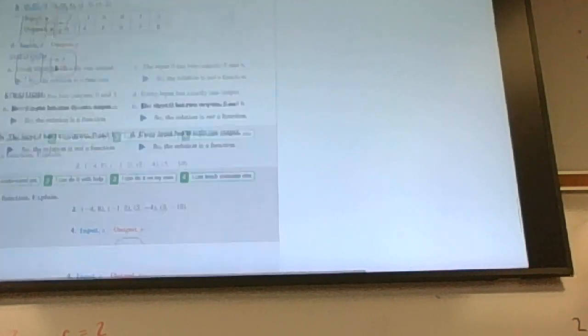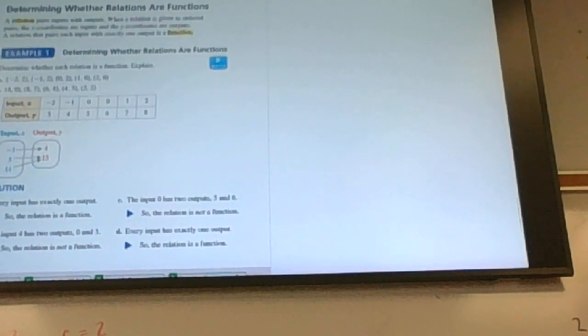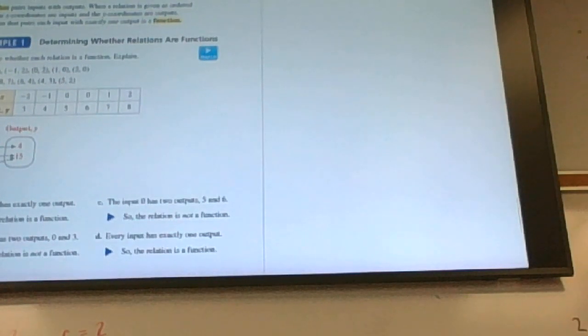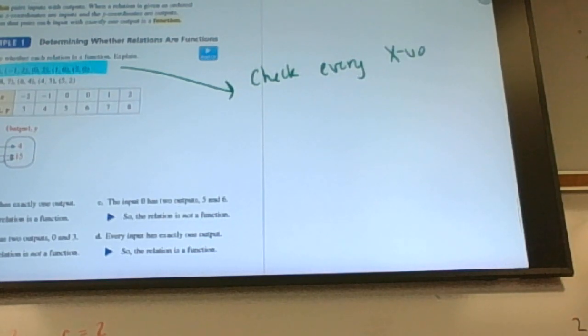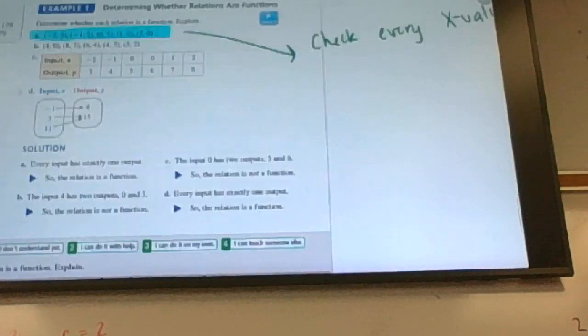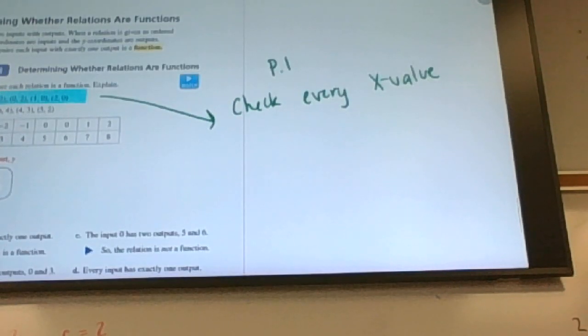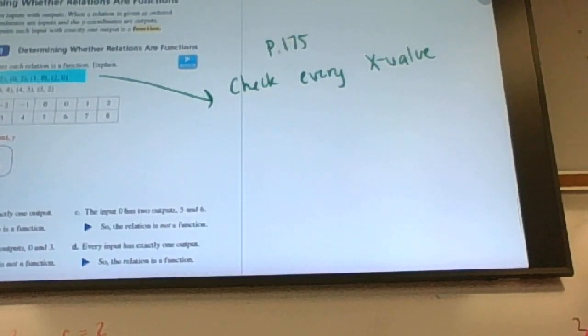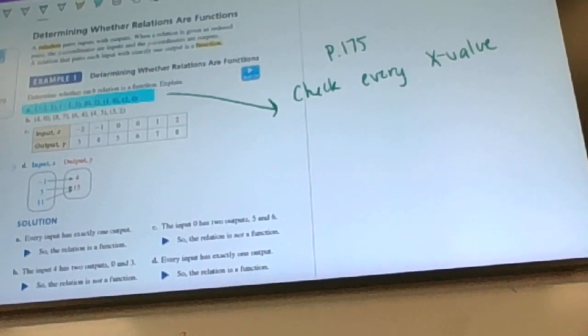Okay, let's move on. Next page, determine whether relations are functions. When I look at letter A here, it's presented differently, but what you want to do is to check every x. Did y'all turn the page? Page 175? Yeah. Check every x. Is there any x that's getting with 2 y's? Because if it is, that's not functioning. Don't function like that. Every x should go with 1 y.